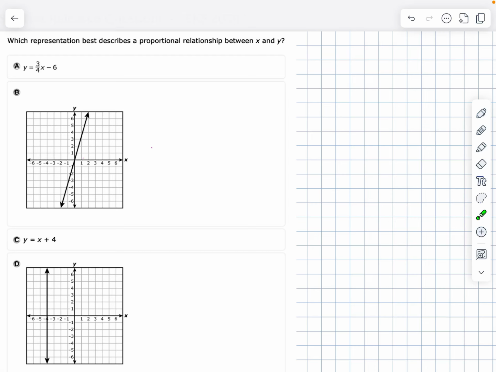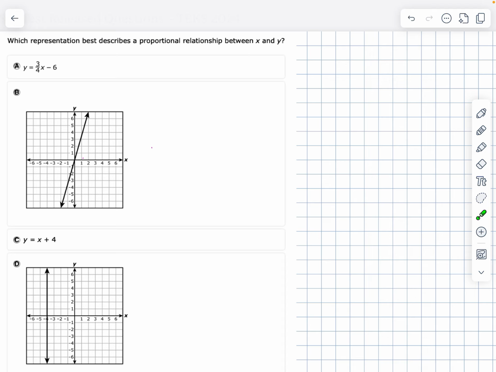All right, we have a problem here that says, which representation best describes a proportional relationship between x and y? So let's look at all the answers first. We've got y equals 3/4 x minus 6. We have a line on a graph. We have y equals x plus 4. And we have this line that does not have a slope at all.